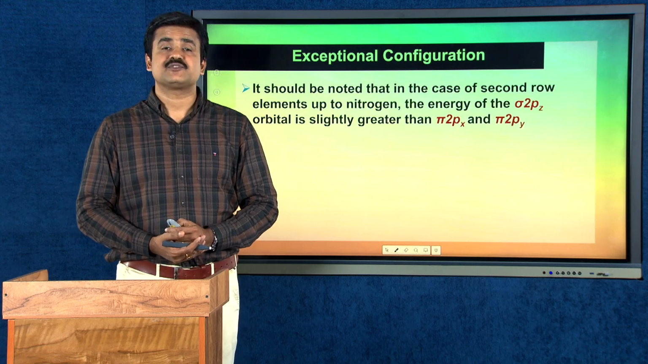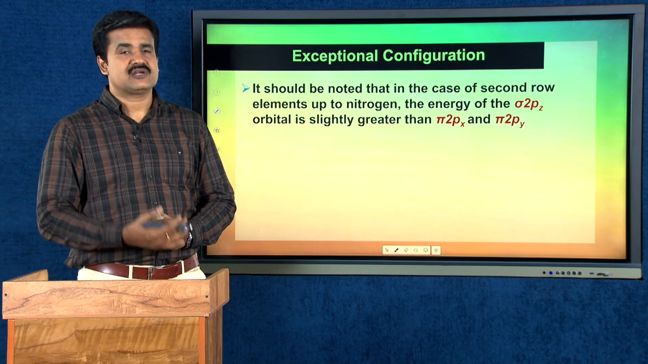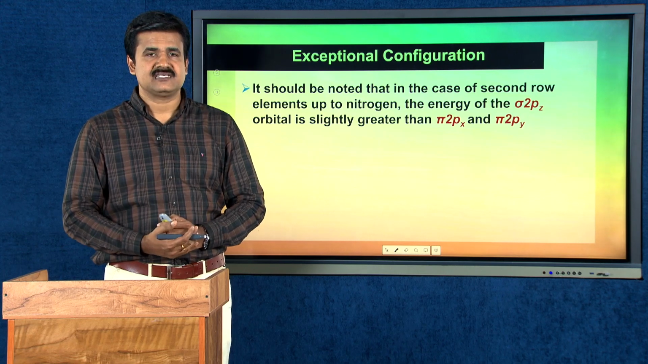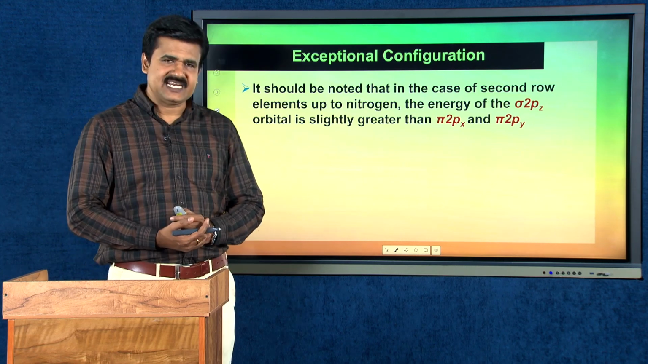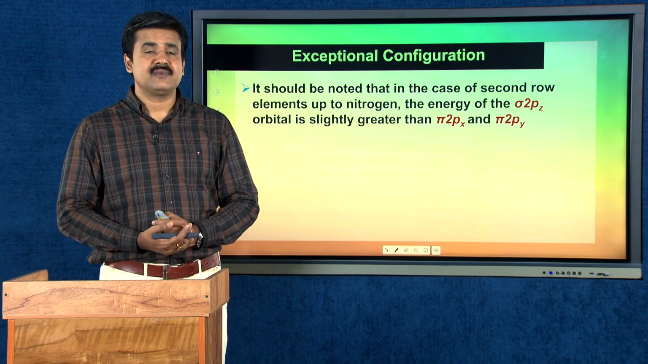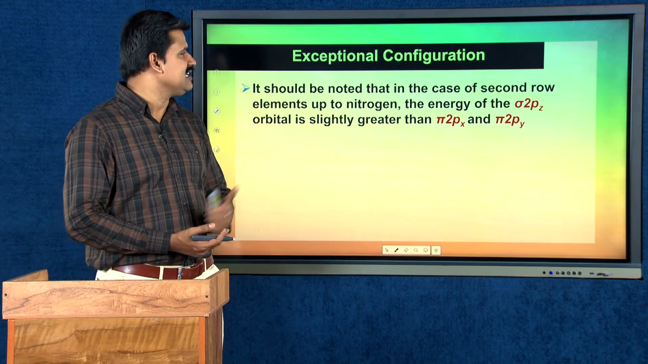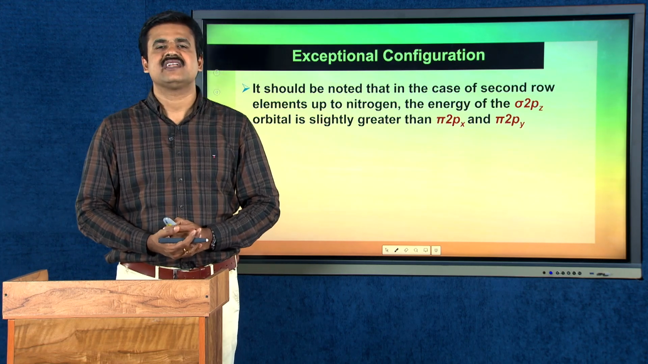Now, exceptional configuration. It should be noted that you have to revise the concept that in the case of second row elements up to nitrogen, the energy of the sigma 2pz orbital is slightly higher than that of pi 2px and pi 2py.